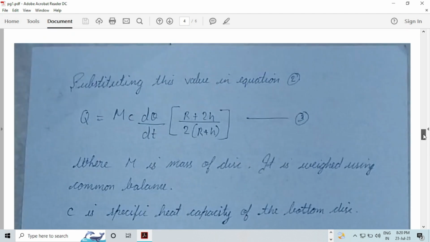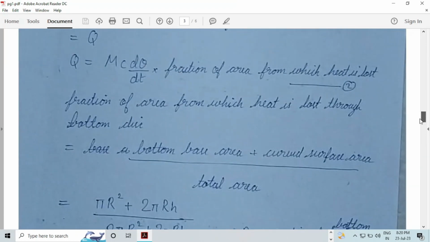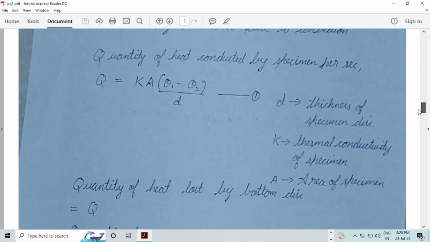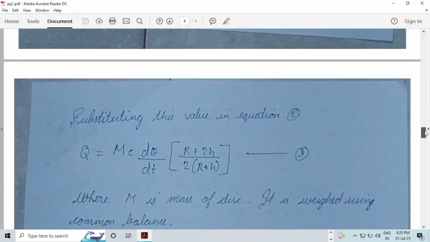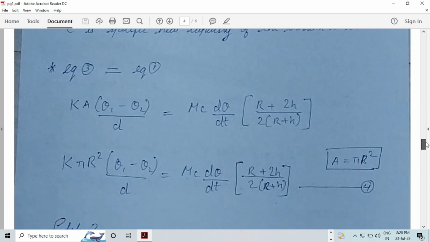See, its LHS is q. See this equation 3 and equation 1. Both the LHS is q. Both the equations are equal. So we can equate equation 3 and equation 1. So equation 3 equals equation 1. So we can equate the RHS. So it becomes Ka times theta 1 minus theta 2 by d is equal to mc d theta by dt into r plus 2h by 2 into r plus h.